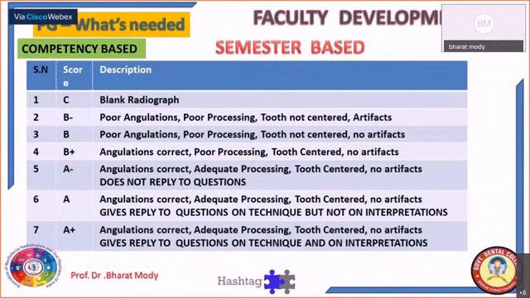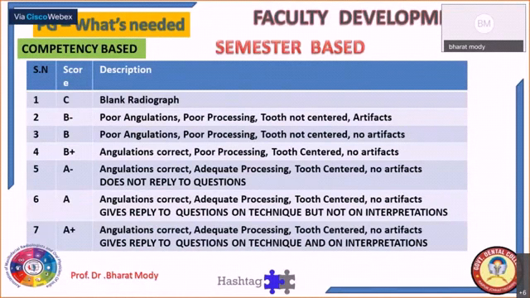So he himself is not going to do it, so I don't want to give much importance there. Then A minus, where everything is correct, even processing is correct, but he is not able to answer questions. A will be where he is able to answer questions, but only about the technique, not about the interpretation. And A plus is where he has been able to give answers to everything. So this is why grading is done.